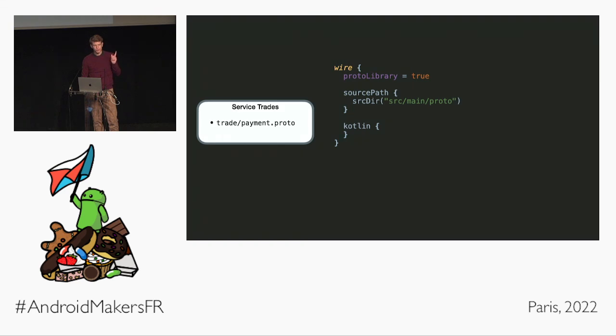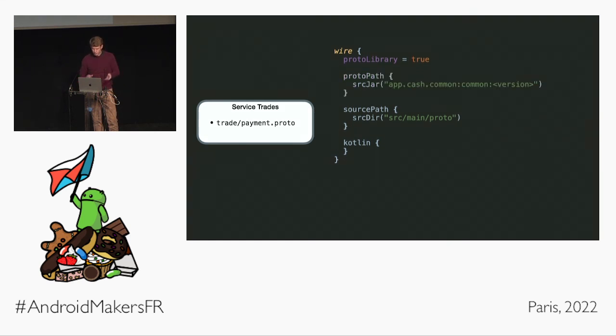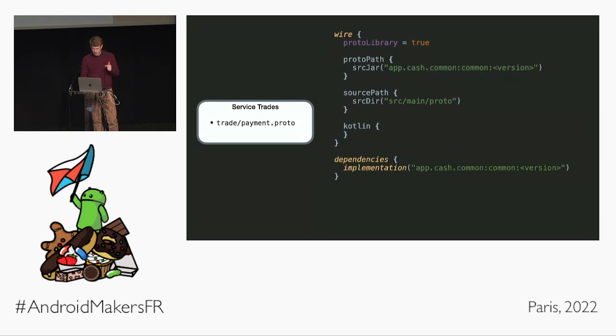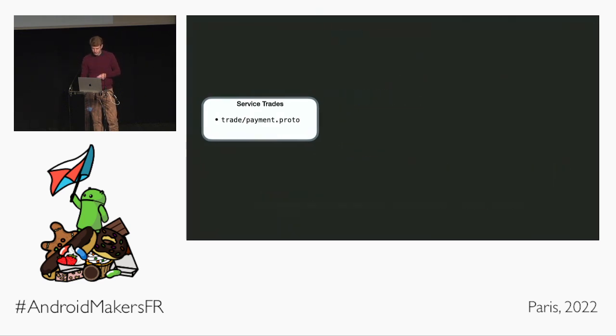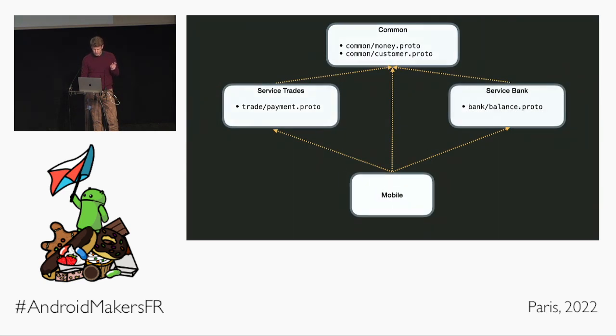But because we were importing Money and Customer, now Wire will crash saying, okay, I don't know how to resolve those types. And this is where we use Protopath, passing the Maven coordinates. And then the generated Kotlin will say, okay, you're referencing the Money type, I don't know how to find it. Now we depend on the same artifact, but as an implementation. And then again, we publish a jar. The other service will do the same. And so the client will be different, and we'll see why.